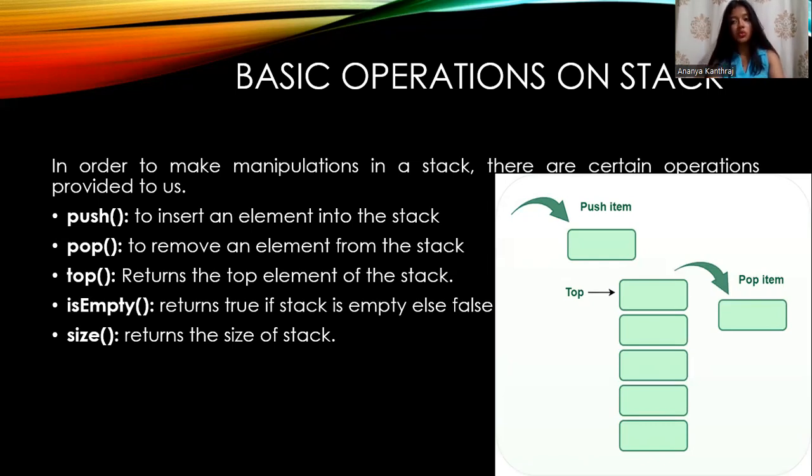Second is the pop. It is used to remove an element from the stack. When you wish to not keep a certain element in a stack, you can remove it with the help of the pop operation. Third is the top, which returns the top element of the stack. So when you wish to see the top element of a stack, you can use the function top. Next is empty. This operation returns true if the stack is empty, else it returns false. Next, the size operation returns the size of the stack.